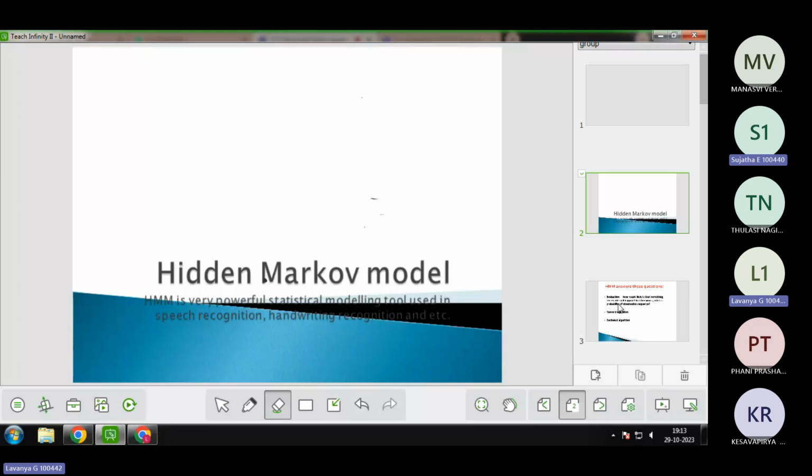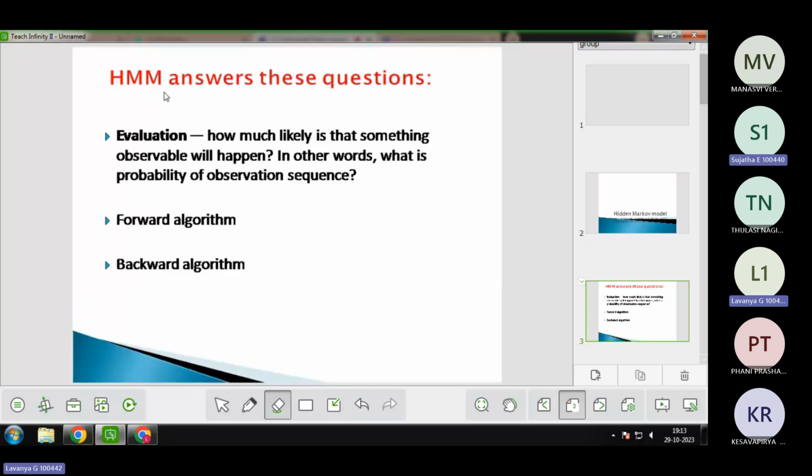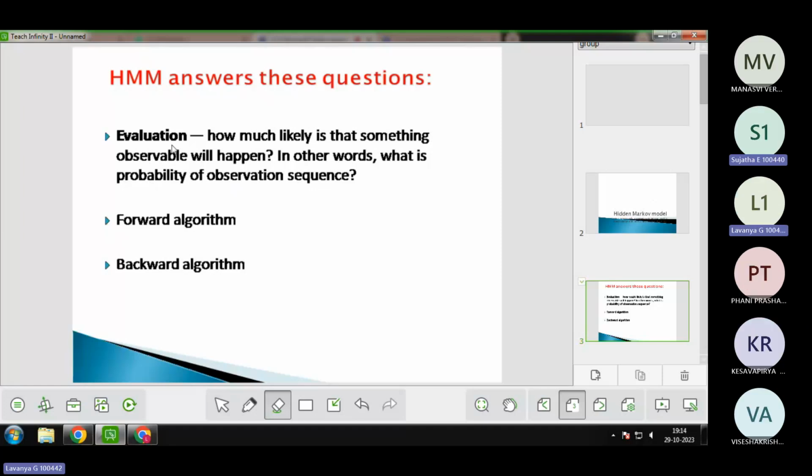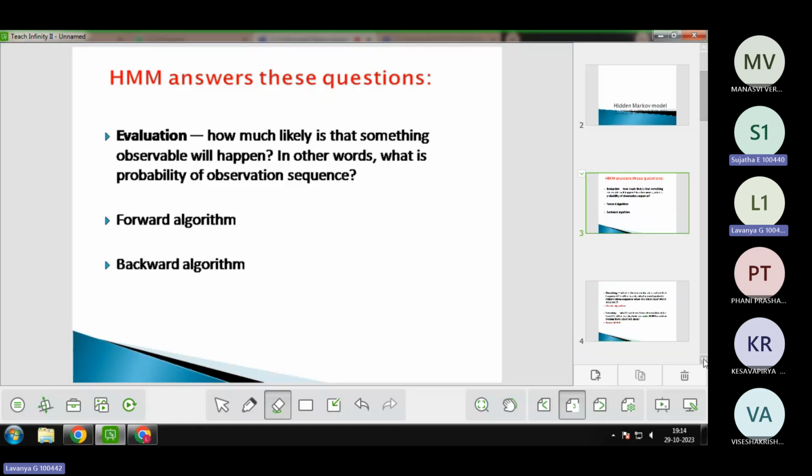Okay, so what is a hidden Markov model? It answers the following three questions. The first and foremost is evaluation. How likely is it that something observable will happen? That is what you can see openly. In other words, what is the probability of an observation sequence? In order to carry out this evaluation process, we use two algorithms known as the forward algorithm and backward algorithm.